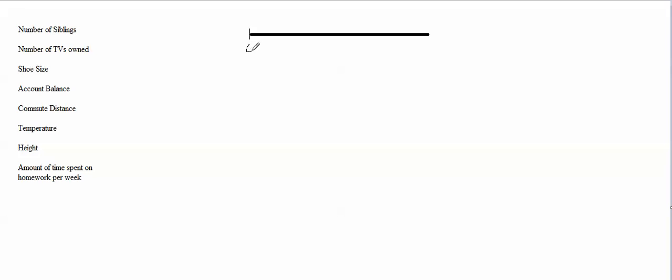A person can have 0 siblings. A person can have 1 sibling. A person can have 2 siblings or 3 siblings. So the number of siblings a person has can be a whole number, but it can't be anywhere in here. For example, a person can't have 0.5 or 0.6 siblings, and a person's number of siblings also can't be in here. It can't be 1.1 or 1.2. So we can already see that we have 2 gaps in the number line, in which we can't have any possible values.